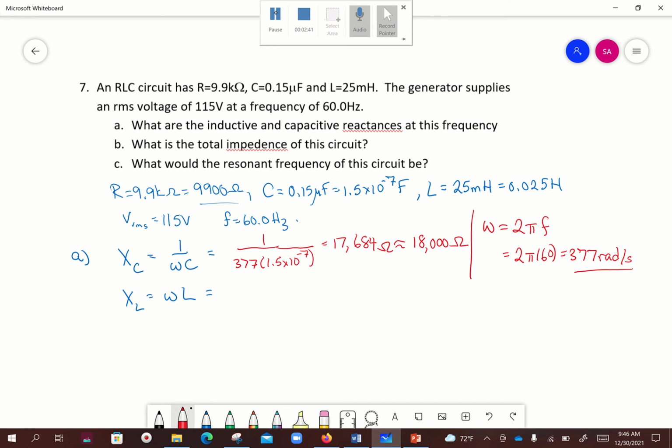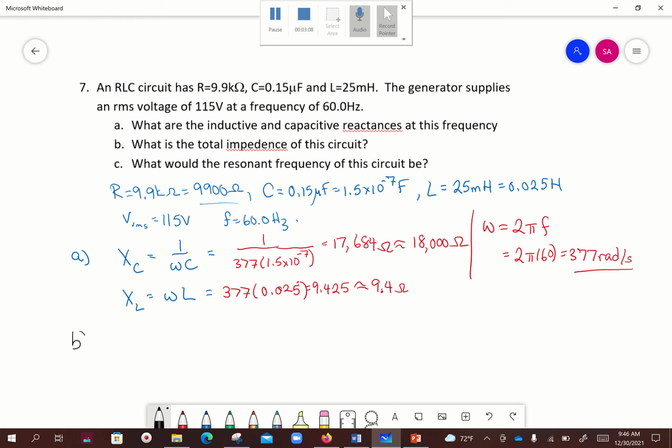All right, XL is equal to omega times L, and now I can just again plug and chug. Omega 377, L is 0.025, and I get 9.425, or approximately 9.4 ohms. So the capacitor at this low frequency has a much bigger resistance than the inductor does. All right, so there's my answers for part A.